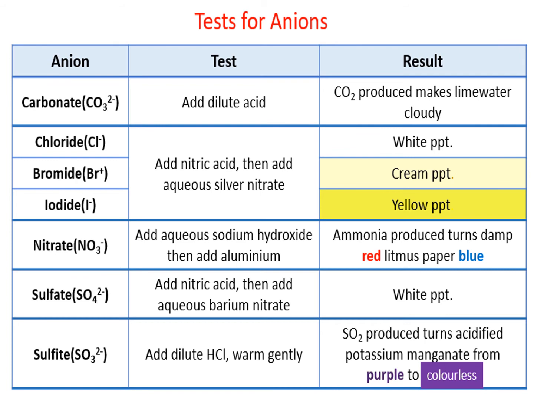In order to test sulfate ions, add nitric acid, then add aqueous barium nitrate. White precipitates are formed which confirms the presence of sulfate ions. Now in order to test sulfite ions, add dilute acid, HCl, and warm gently. Sulfur dioxide gas is produced which turns acidified potassium manganate from purple to colorless.